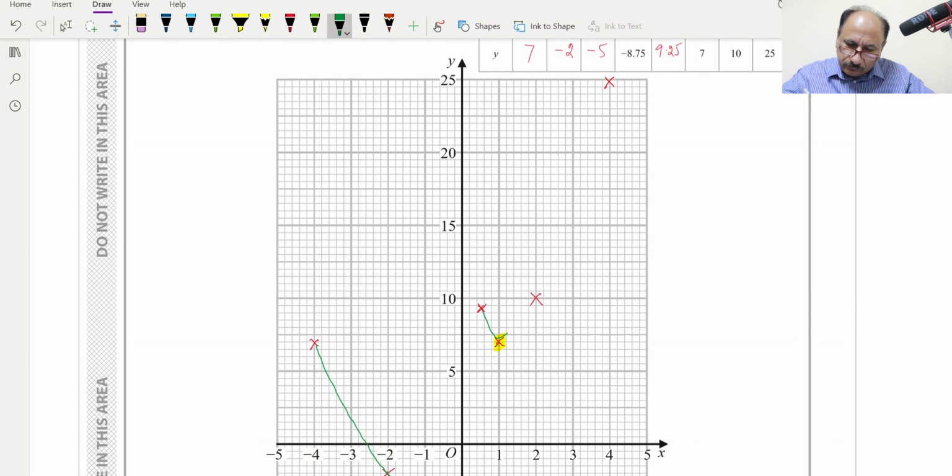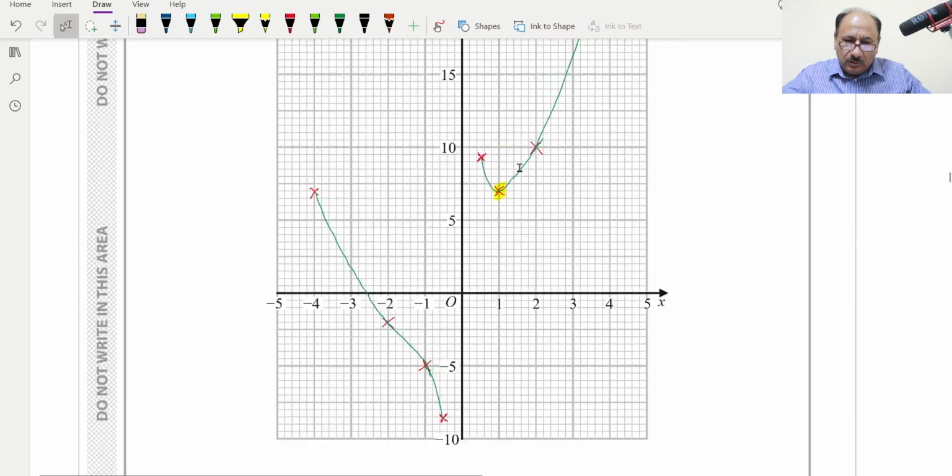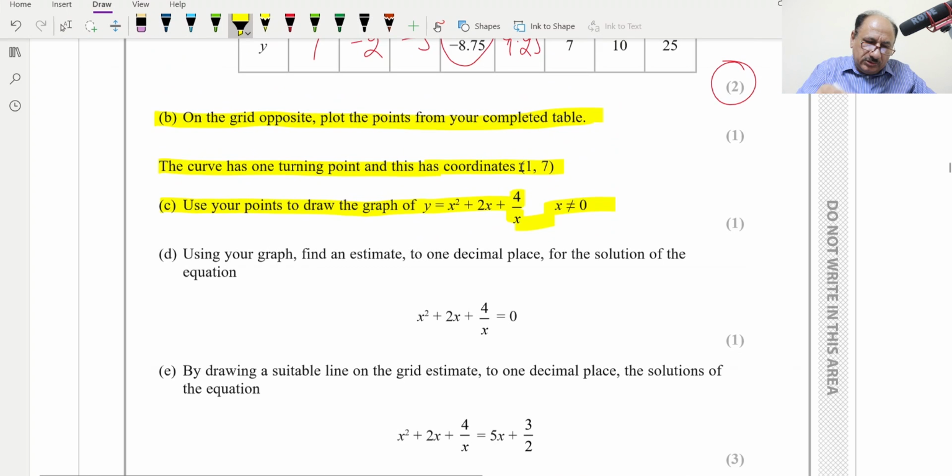And then the next point is we have to join the other side. We have to draw a smooth curve like this, which we have almost drawn. And now after drawing this one, we will check the next requirement. D part is: using your graph, find an estimate to one decimal place of the solutions of the equation, this one equal to 0.